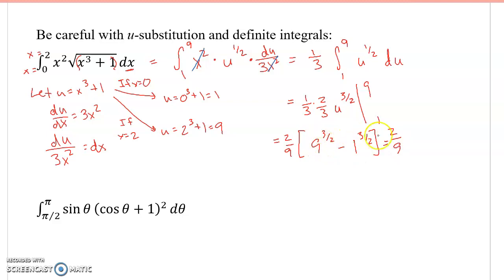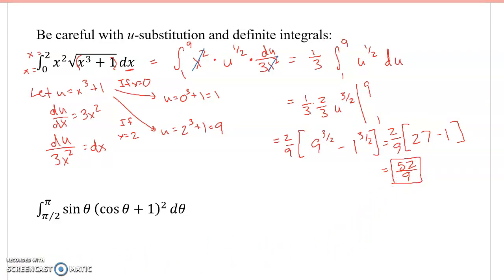Square root of 9 is 3. 3 cubed is 27. Square root of 1 is 1. 1 cubed is 1. So that's going to be 26 times 2, which is 52 over 9. And unless I made a mistake, that would be your final answer.